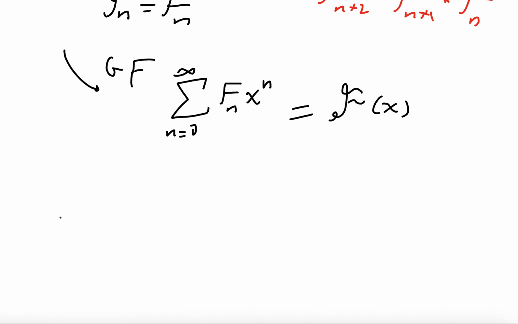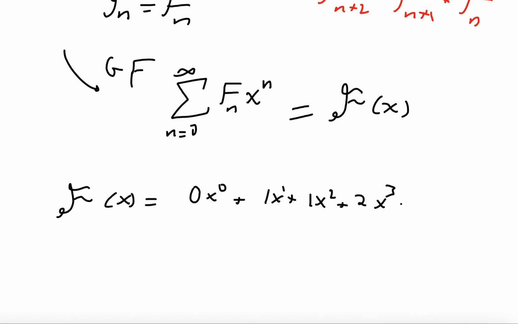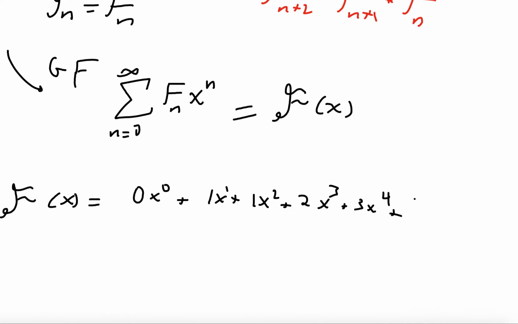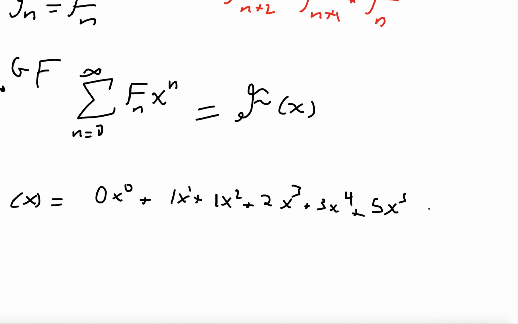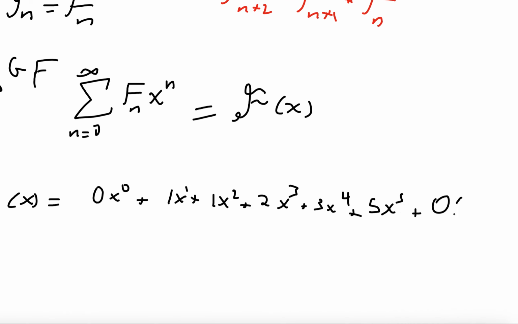All right? And now let's expand that into the long form. And that's going to be what? It's going to be 0 times x^0 plus 1x^1 plus 1x^2 plus 2x^3 plus 3x^4 plus 5x^5, right? Plus all terms of order x^6 and higher. So big O of x^6.